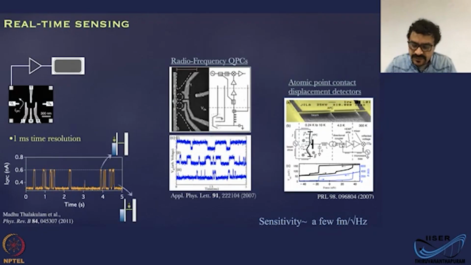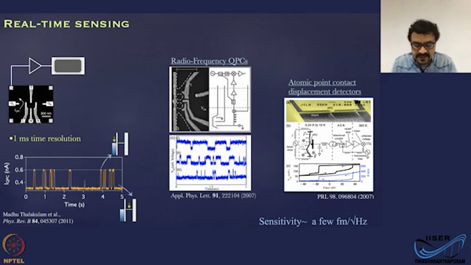Now, you can also sense the charge in real time. Real time means you can follow an electron where it is, or you can calculate the time spent by an electron in a certain region. Let's go back to the same device we discussed before in the previous slide.